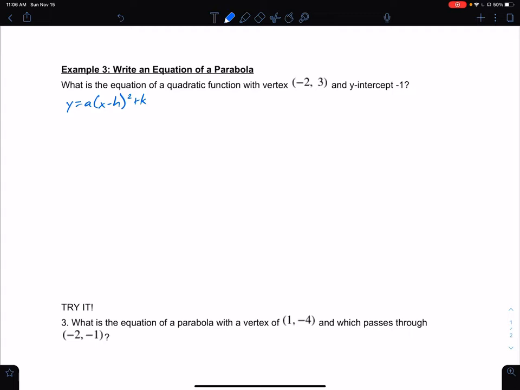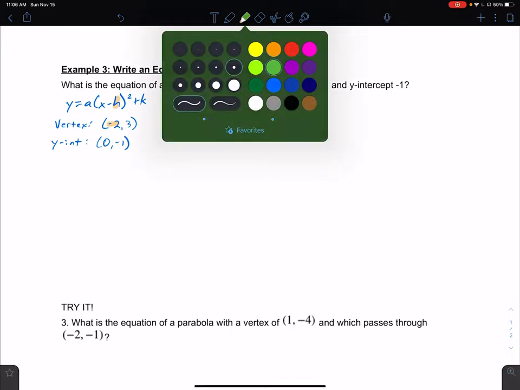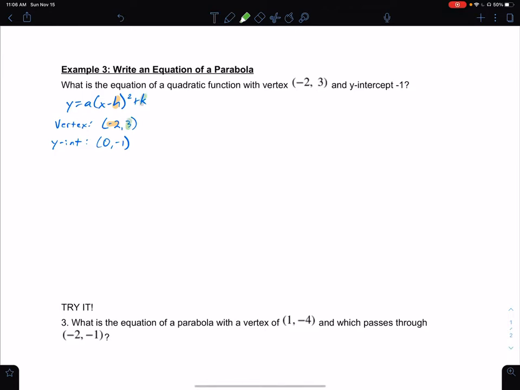We're told the vertex, which is (-2, 3), and we're told the y-intercept is -1, so we can write that as (0, -1). We know that the vertex is our h and k. So remember, these are h and k. And the y-intercept we can use as our x and y values.